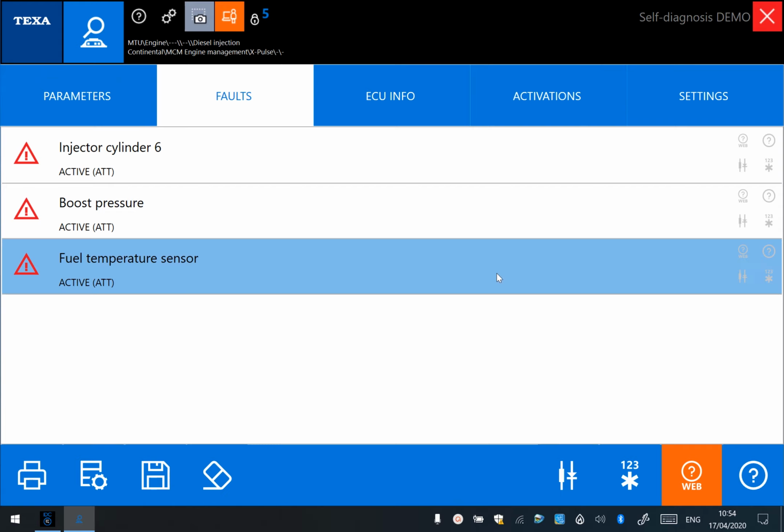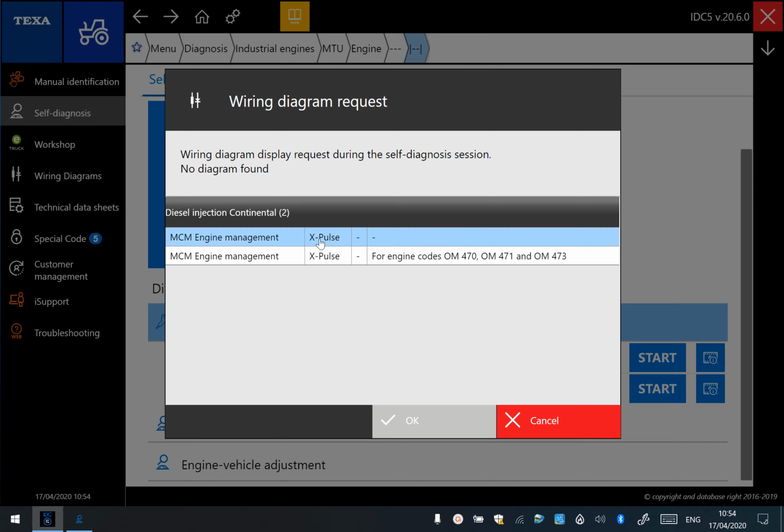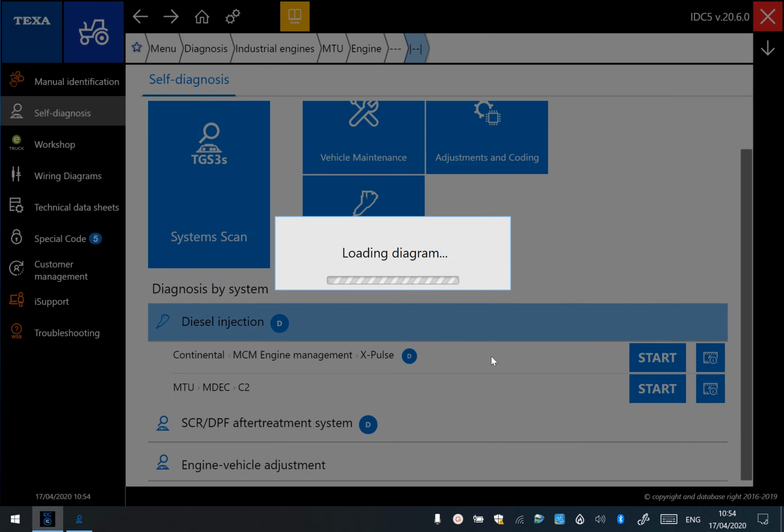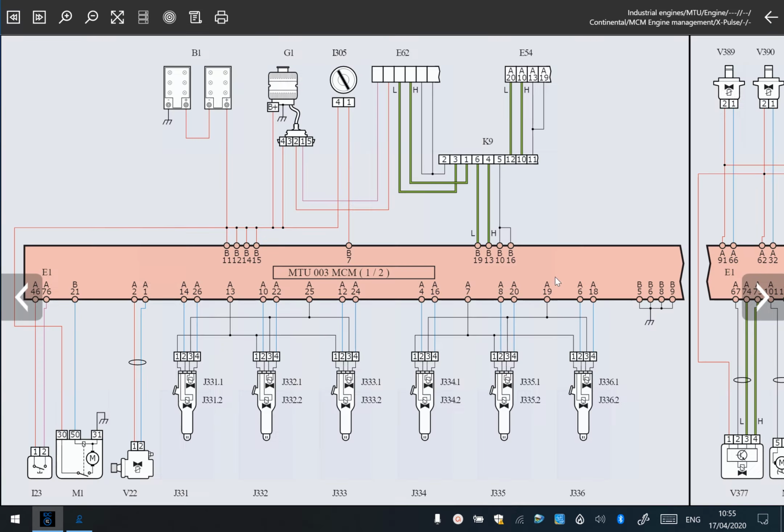The last one, like I said, is the wiring diagrams. Now this will take us directly to, we'll still have to make a choice here, but it'll take us into the wiring diagrams that are designed by Texa in-house or reverse engineered in-house. So you can see, just by hovering, they're all interactive. Just by hovering over the component, it gives you the details of that component. It also tells you on a lot of occasions the location of that component.